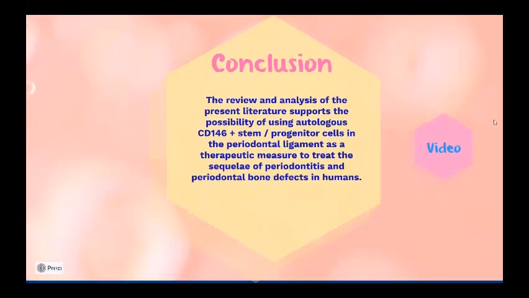Conclusion. The review and analysis of the present literature supports the possibility of using autologous CD146 plus stem progenitor cells in the periodontal ligament as a therapeutic measure to treat the sequelae of periodontitis in periodontal bone defects in humans.